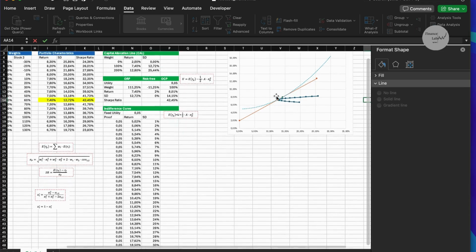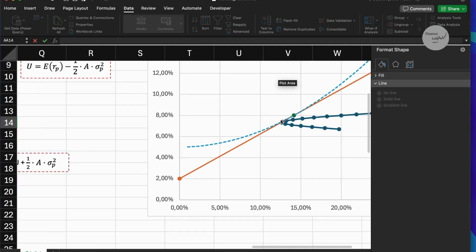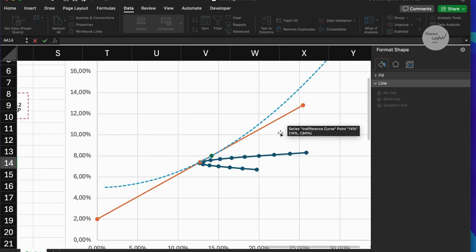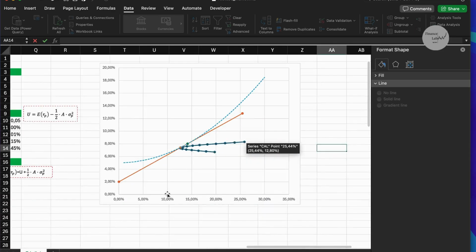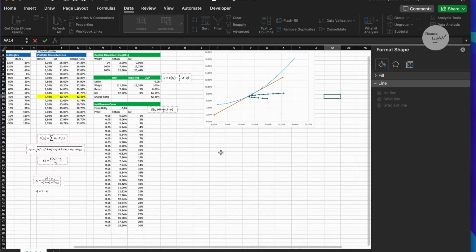Okay, now finally I got this, and here we can see the green point was our optimal complete portfolio, and we can see this is indeed the tangency point of our indifference curve with the capital allocation line. Yes, that's it. This was the video. Thanks for watching.